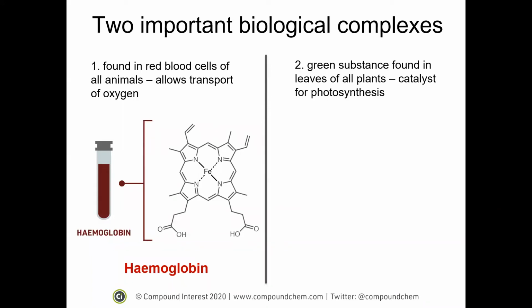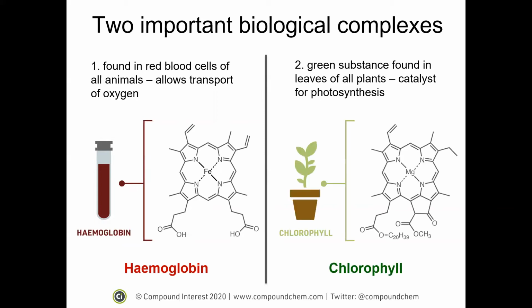And the other one is a green substance found in the leaves of plants, the catalyst of photosynthesis: chlorophyll. Now, chlorophyll, notice, doesn't have a transition metal ion in it. It's got a magnesium ion. It's not green because of the magnesium ion, because magnesium is not a transition metal. Magnesium compounds are not colored. It's other effects in the molecule that cause chlorophyll to be green. But there's 2 completely different complexes found in completely different organisms, one in plants, one in animals, doing completely different jobs. But structurally, they're quite similar, aren't they, if you glance from one to the other.